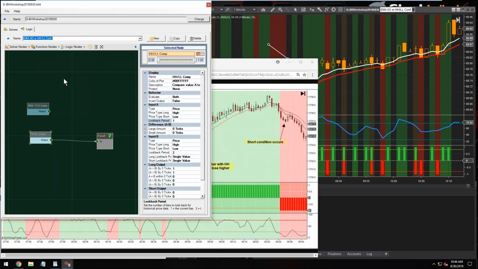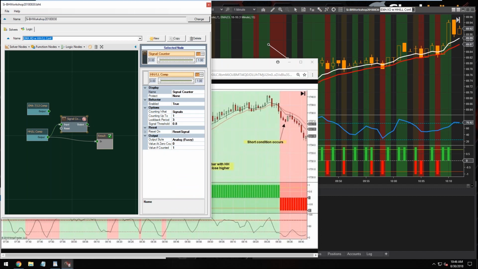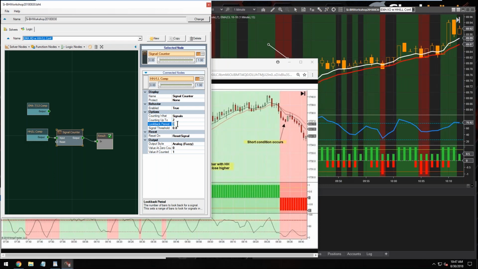So to do that, the easiest way would be to use a signal counter here. We'll grab the signal counter and let's see, count up to, we're looking for 2. We're looking for 2 higher highs or lower lows. And we also need a look back period.